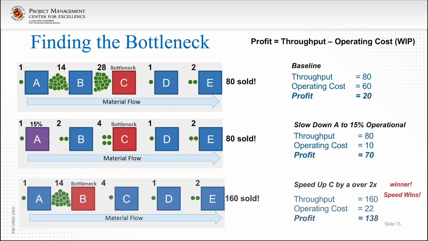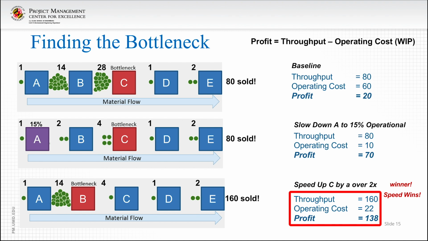And then finally, what if instead of reducing A, we decided to increase the speed of C, effectively elevating our constraint, our bottleneck, so it worked twice as fast? Well, then we would actually be able to sell more units. We'd double the total throughput, and we'd only be limited by the new bottleneck, which is B. So if we do the math based upon the numbers provided here, our throughput would be 160. The operating cost would be 22 items that are work in progress, and the profit would be 138.